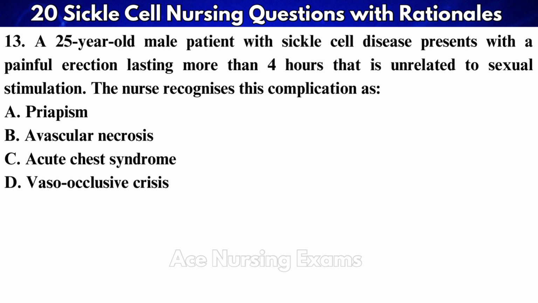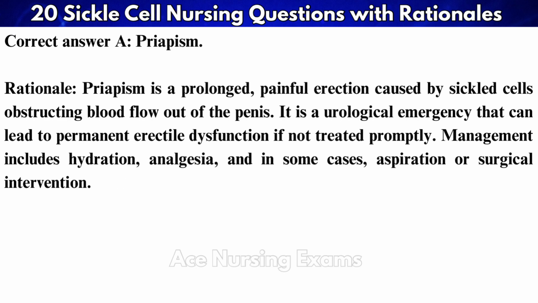Question 13. A 25-year-old male patient with sickle cell disease presents with a painful erection lasting more than 4 hours that is unrelated to sexual stimulation. The nurse recognizes this complication as A. Priapism, B. Avascular necrosis, C. Acute chest syndrome, D. Vaso-occlusive crisis. The correct answer is A.